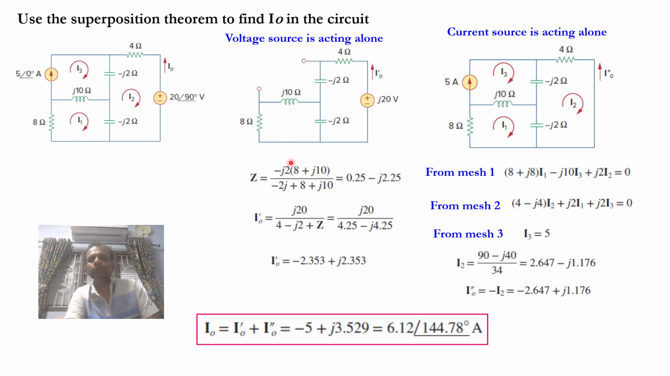Okay. So how to solve? So you have to find a Z, the effective impedance. So these two will be in series, in parallel with this, then series, and then series. And once you get the Z, 20 by Z is I. So it is in polar. So here you can see complex values. You can convert it into rectangular or polar, and you can simplify.